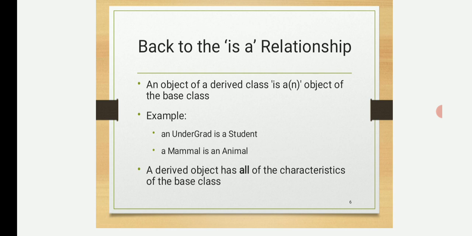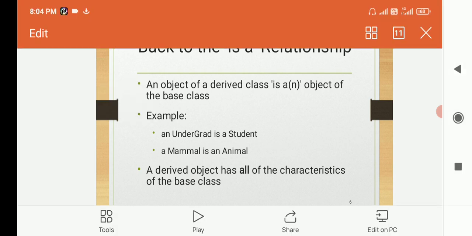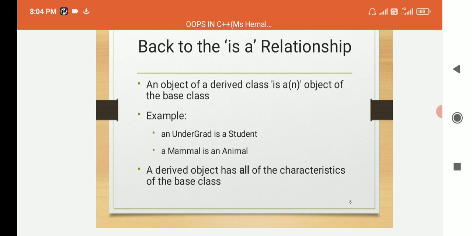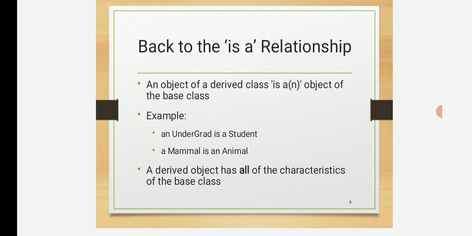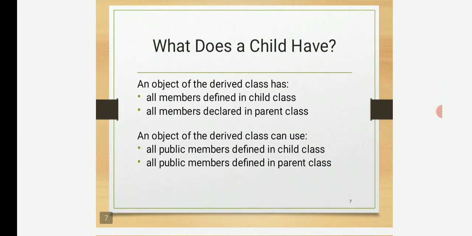Next is the relationship, which we have already seen in this video. An object of a derived class is an object of the base class. In the previous slide we saw undergrad, and here an undergrad is a student, a mammal is an animal. A derived class has all of the characteristics of the base class. All the characteristics we have in a base class are derived in the derived objects, right? So what will the child class do? A very important thing: what is the use of the child class?